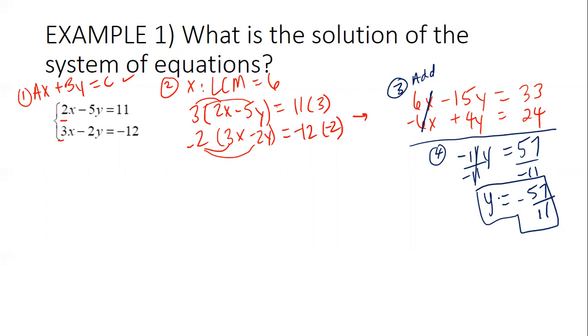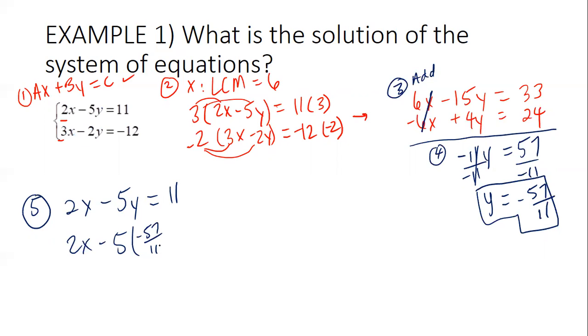So step 5 tells you you're going to take what you got here and plug it into either one of these equations to get your x value. It doesn't matter which one, whichever one makes your heart happy is what you're going to plug it into. So you can choose the first one. If we use 2x minus 5y equals 11, we're going to substitute in for y. So we have 2x minus 5, but we know what the value of y is, which is negative 57 over 11, equals 11.